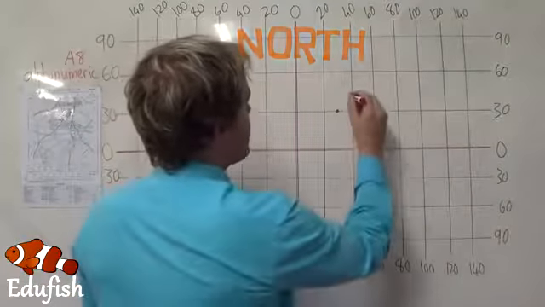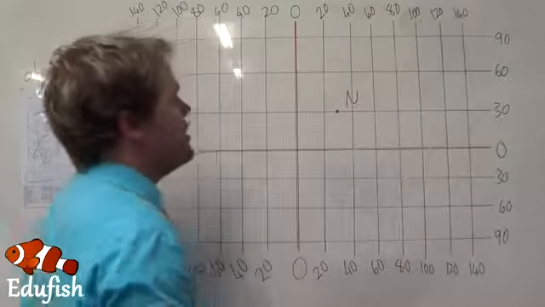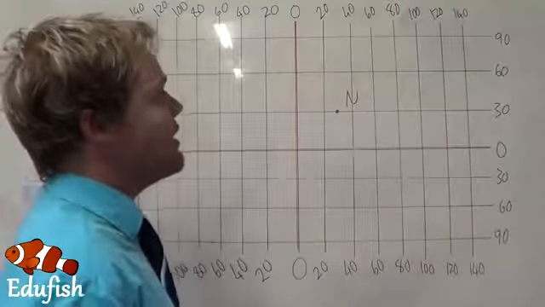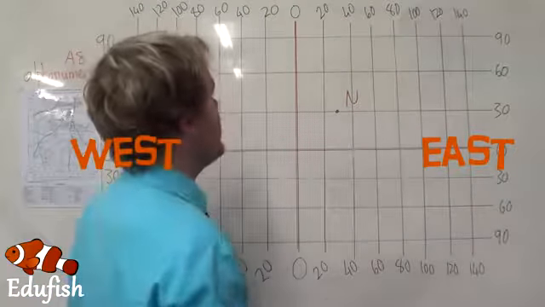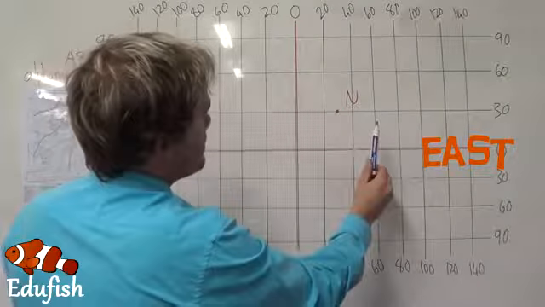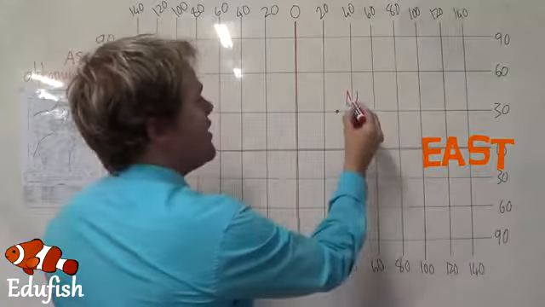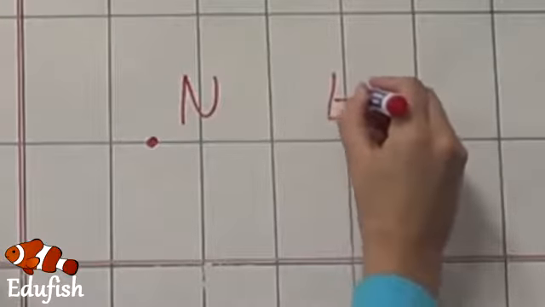So you might go and write there north. Okay. Now the next thing you want to ask yourself, is it east or west of the Greenwich line? Then you look at the Greenwich line, and you'll find that it is definitely on the eastern side of the Greenwich line. Then leave a bit of a space open and write east.